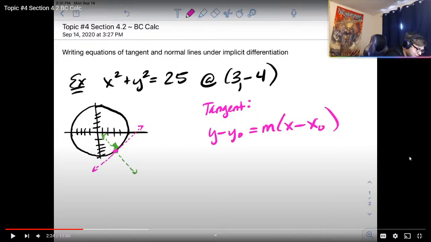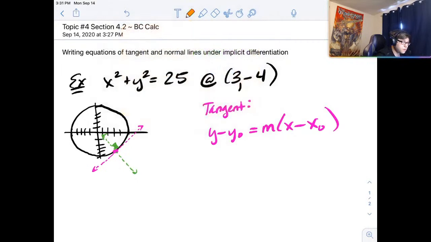So we got y minus y naught is equal to m of x minus x naught. Since we have the points, we can do y plus 4 is equal to the slope times x minus 3. The equations of those tangent and normal lines.